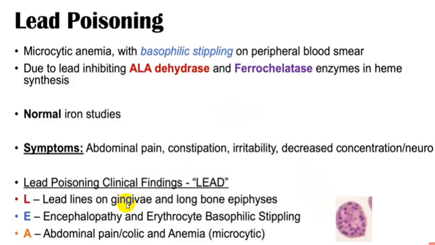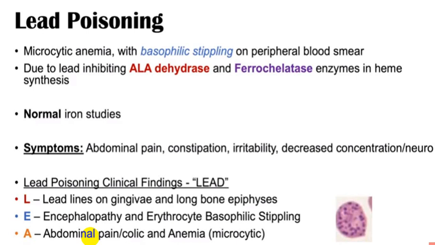So lead toxicity gives rise to clinical findings which you can remember by LEAD. L stands for lead lines in the gingiva, a bluish pigmentation in the gum, and lead lines in the long bones' epiphysis. E stands for encephalopathy and erythrocyte basophil stippling. The person will invariably have encephalopathy findings. A is for abdominal pain, and a good number of times they go to a surgeon.